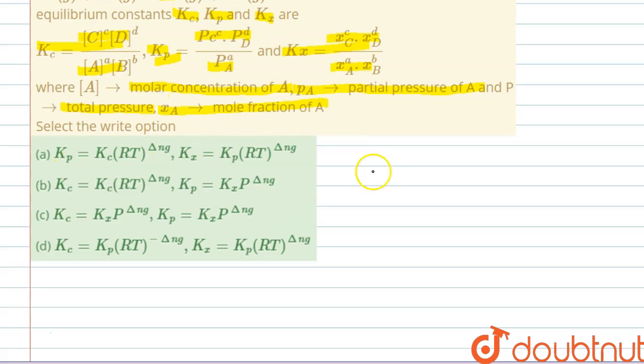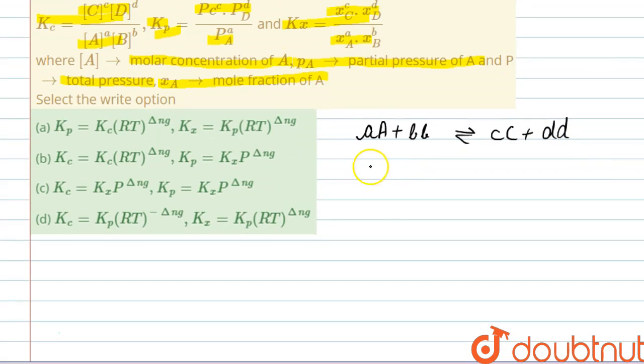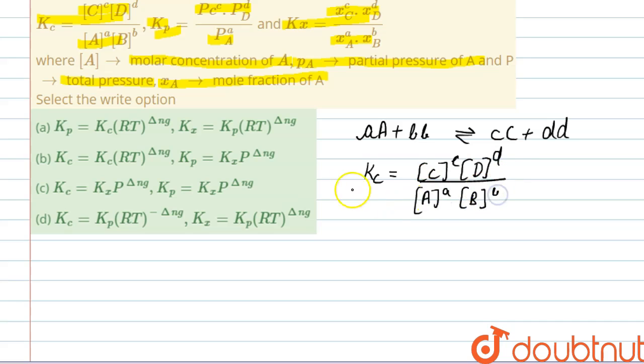Now firstly we will write the reaction: aA plus bB is in equilibrium with cC plus dD. Now if we write the value for the equilibrium constant with respect to concentration, it will be the concentration of C raised to the power c, D raised to the power d, divided by A raised to the power a and B raised to the power b. So this will be the value for the equilibrium constant on the basis of the concentration.